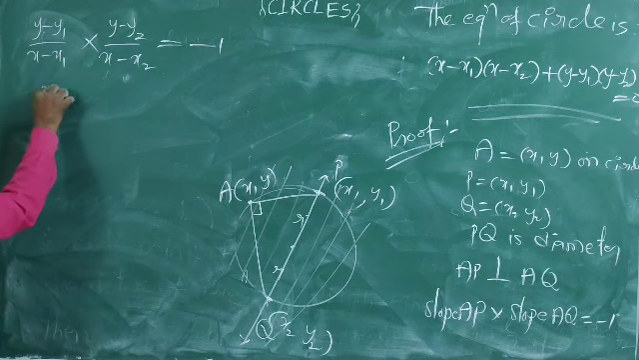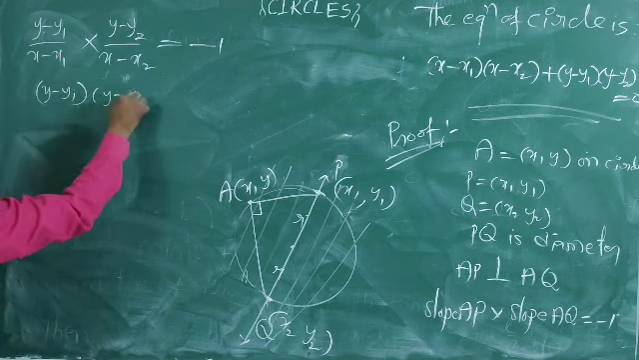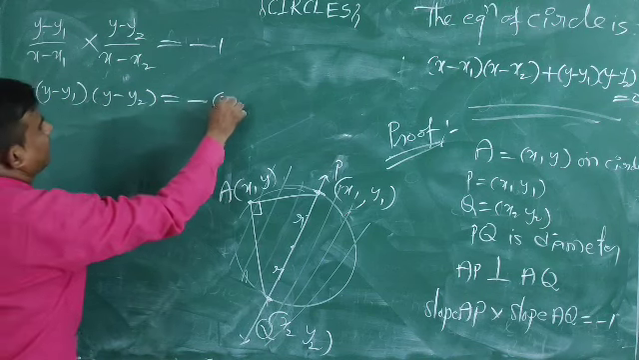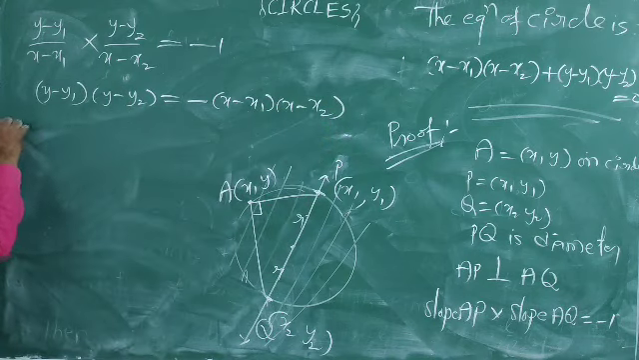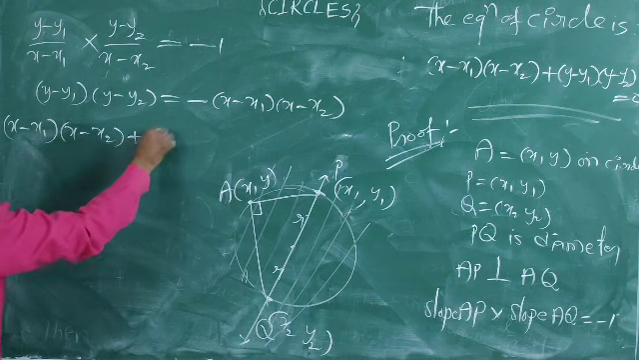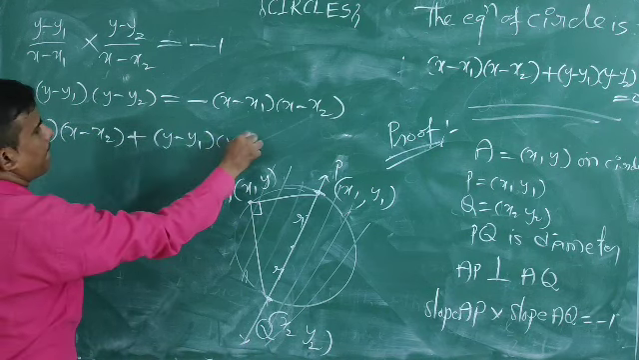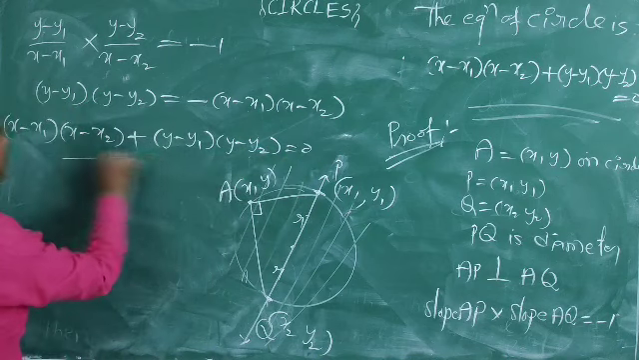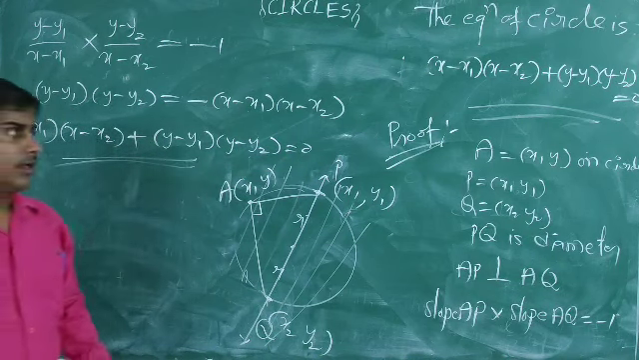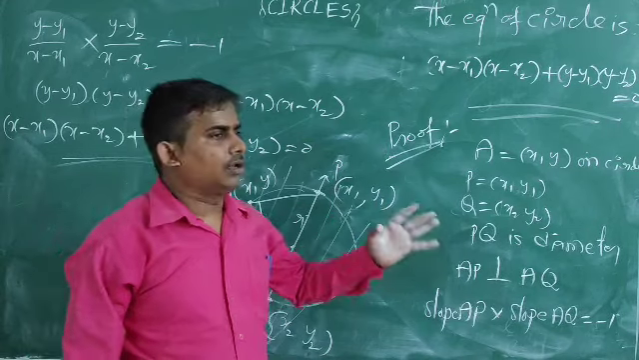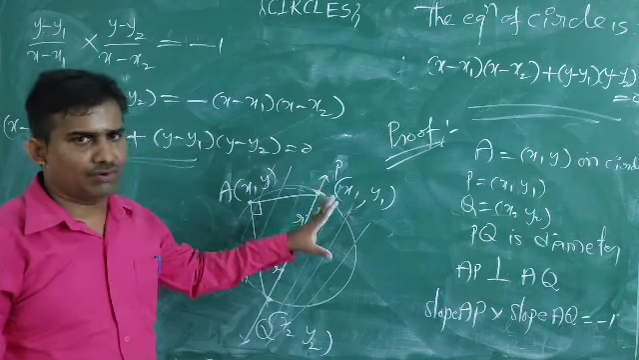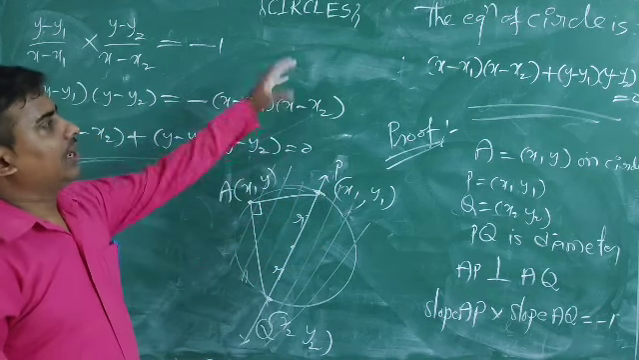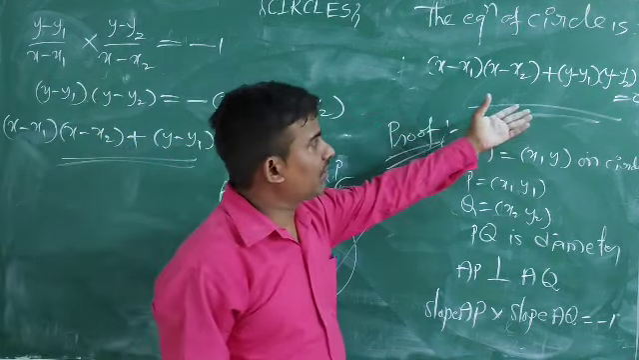If you simplify it, (y minus y1) into (y minus y2) equal to minus of (x minus x1) into (x minus x2). Bring it to one side of the equal sign, and we finally get this equation. This is our equation. So finally we conclude: when we know the endpoints of a diameter of the circle as x1 y1 and x2 y2, then its equation is (x minus x1)(x minus x2) plus (y minus y1)(y minus y2) equal to 0.